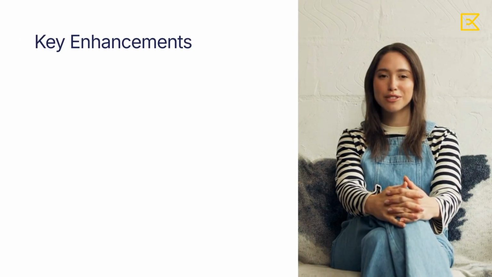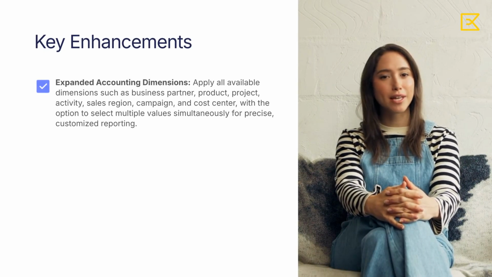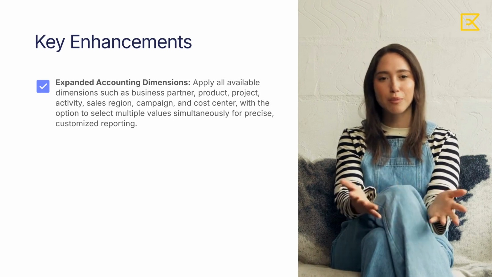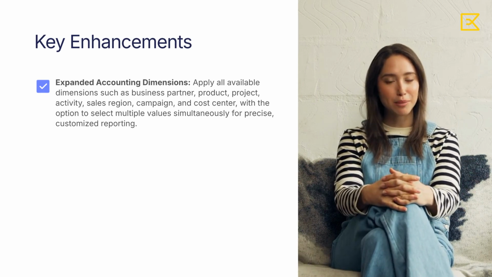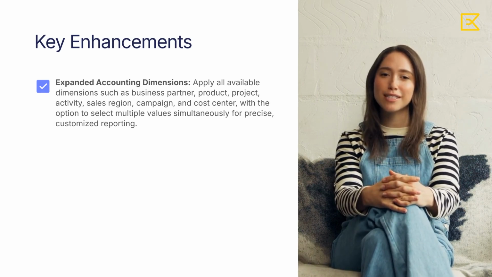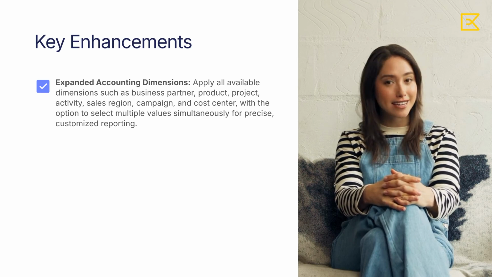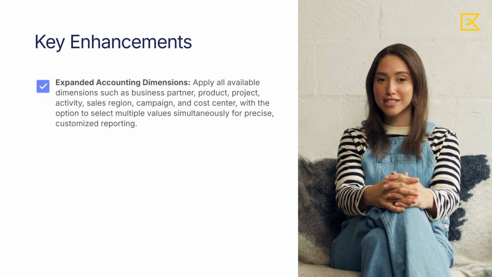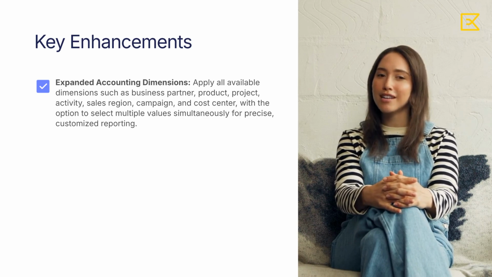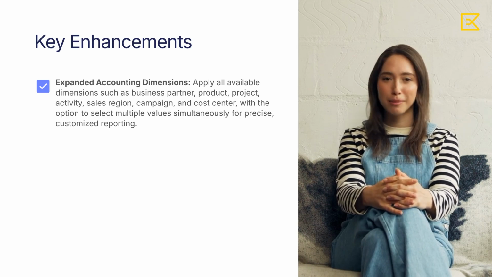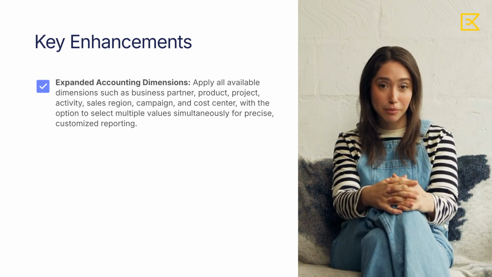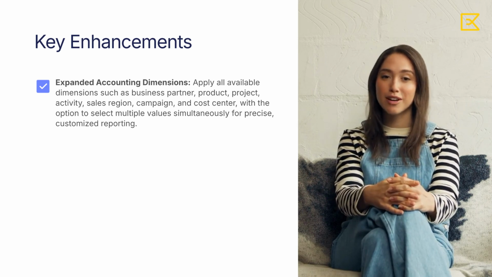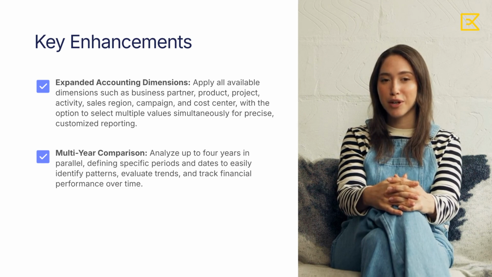Among its main improvements are, first, the expanded accounting dimension filters. You can now apply all available dimensions: business partner, product, first and second dimension, project, activity, sales region, campaign, and cost center. Additionally, each filter allows the selection of multiple options simultaneously, enabling customized reports and much more precise accounting analysis. Second, the multi-year comparison.